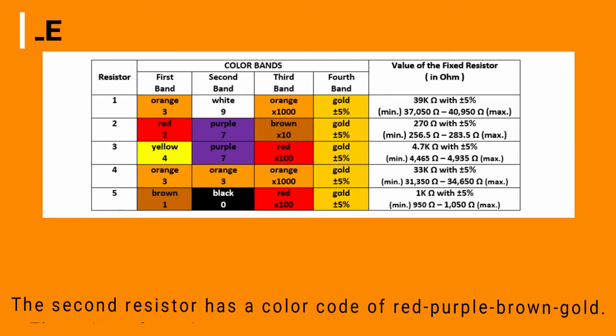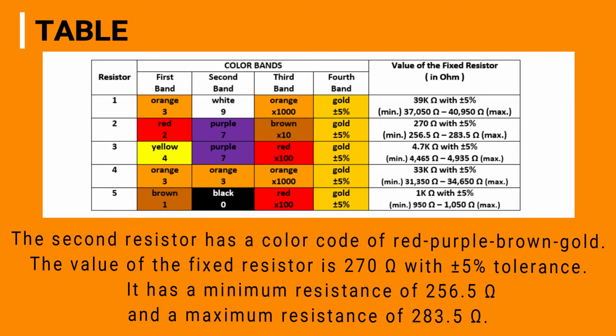The second resistor has a color code of red, purple, brown, gold. The value of the fixed resistor is 270 with 5% tolerance. It has a minimum resistance of 256.5 and a maximum resistance of 283.5.